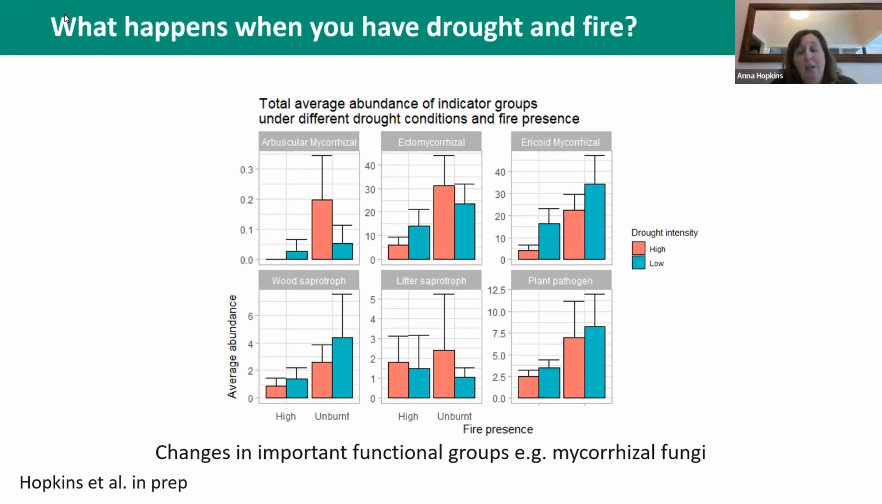You can also see a decrease in the plant pathogens with increasing disturbance and in those wood saprotrophs. But with the litter saprotrophs, we didn't really see much difference. We didn't find a huge number of arbuscular mycorrhizal fungi, but we did find that there were quite a lot of arbuscular mycorrhizal fungi where there was high drought but no fire. So that was interesting as well. So what we're seeing here really is quite a significant change in some of these functional groups.